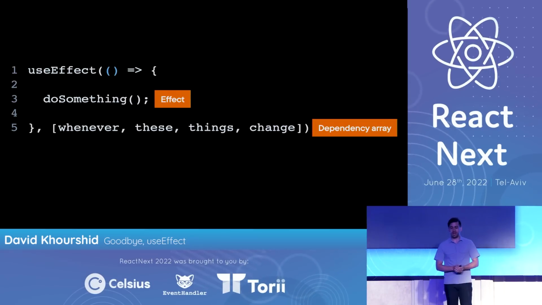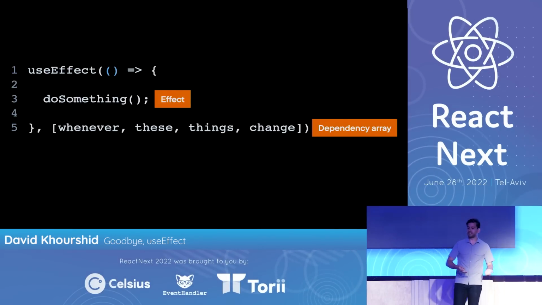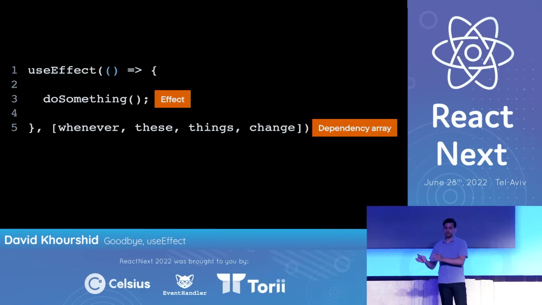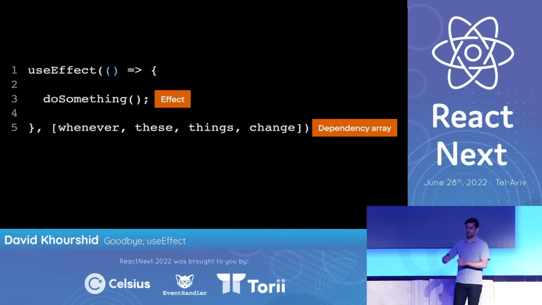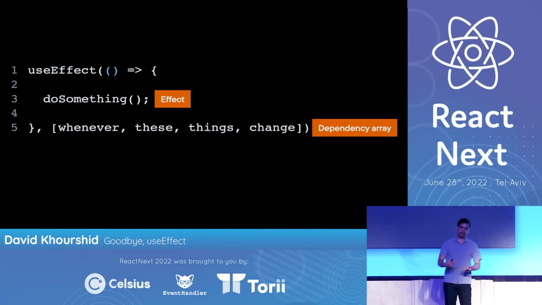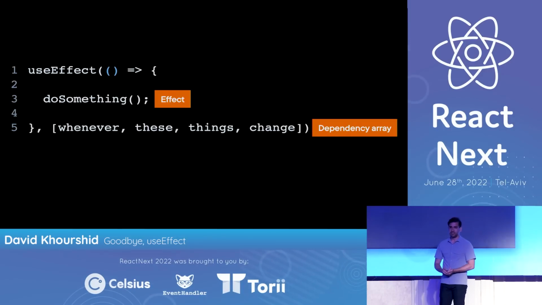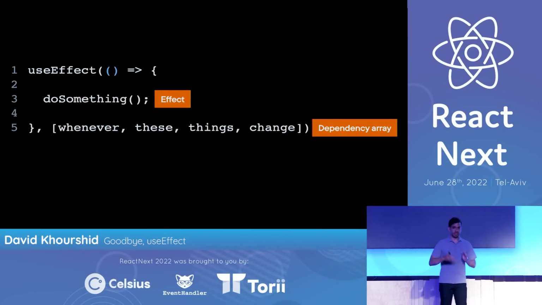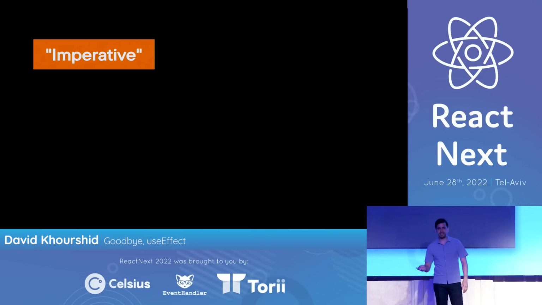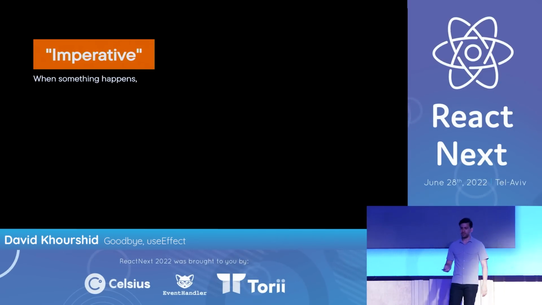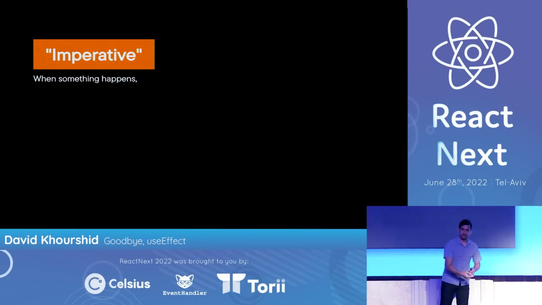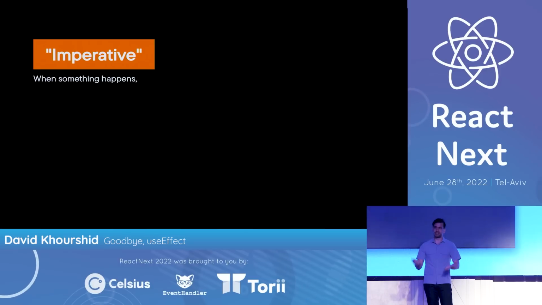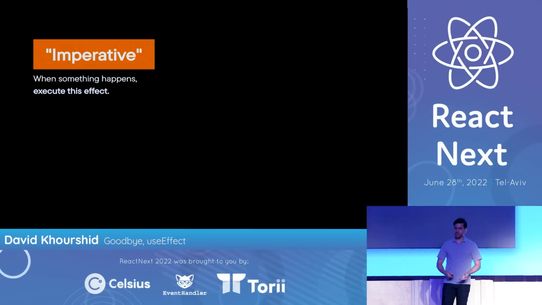All right, so useEffect, again, we have an effect, we're doing something, and then we have a dependency array where whenever anything in the dependency array changes, we're going to clean up the previous effect, and then we're going to rerun the new effect. Some of you might be saying that, yes, we have to use a useEffect hook for this because it's the declarative way of doing effects. Except it's not, because when we think about imperative, we think about executing effects when something happens: the user clicks a button, we get data from the API, some other signal causes something to change, execute this effect.